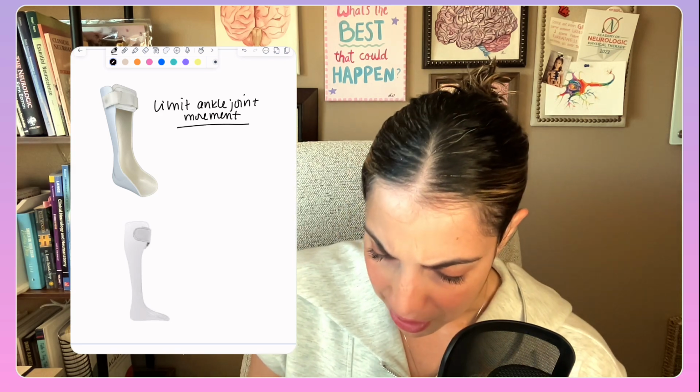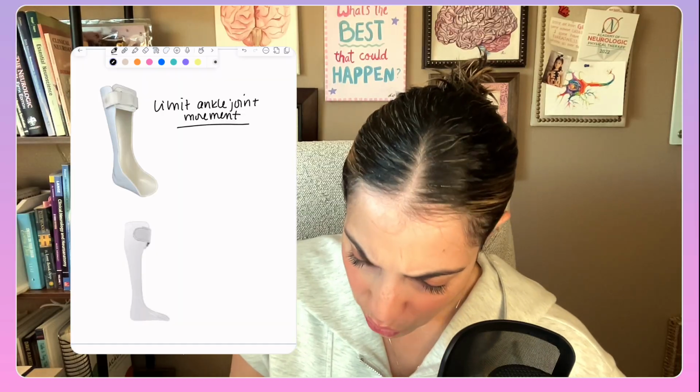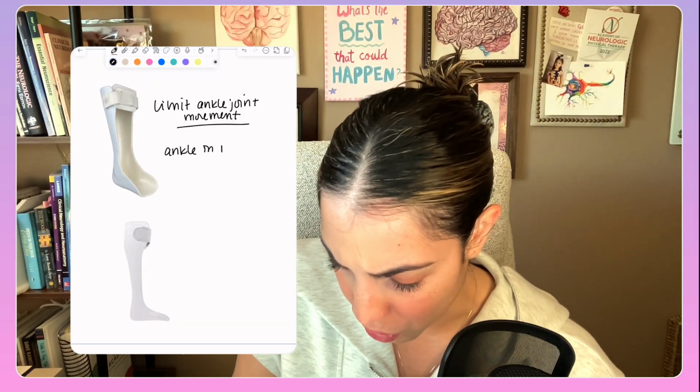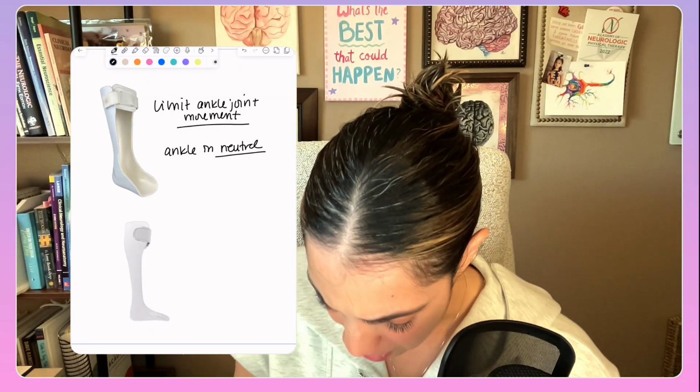And so let's talk about the benefits and the cons of this specific AFO. That way we categorize the benefits and the cons. So let's start with the benefits. It's going to keep the ankle in neutral. It is very thick.